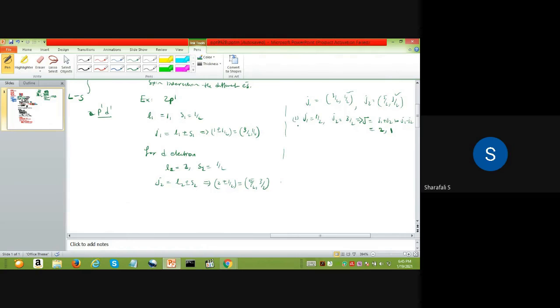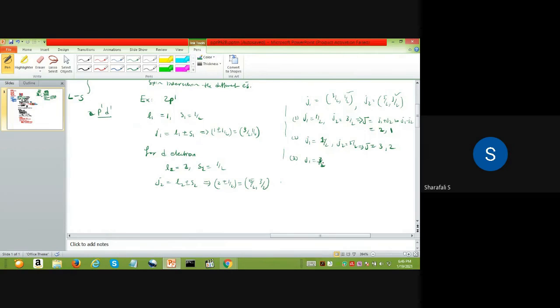Now the second one. That was the first one. The second one is J1 equal to 1 by 2, and J2 is 5 by 2. So in this case, J will be 5 by 2 plus 1 by 2, that is 6 by 2, that is 3, and 5 by 2 minus 1 by 2, that is 4 by 2, that is 2. So 3 and 2.